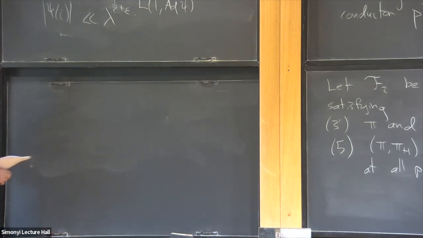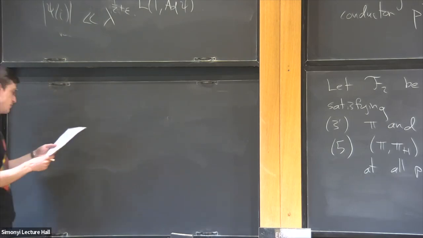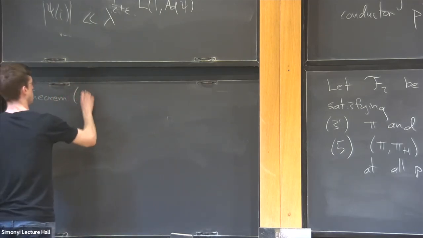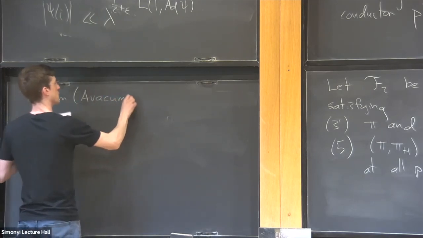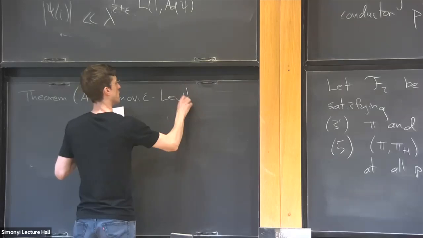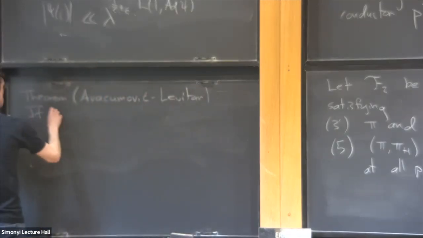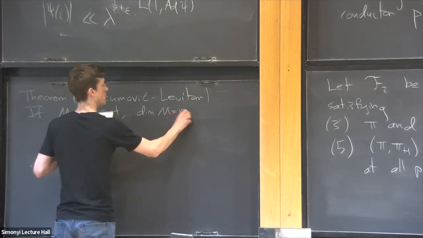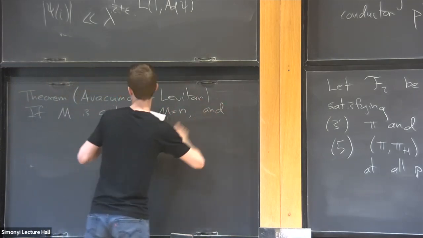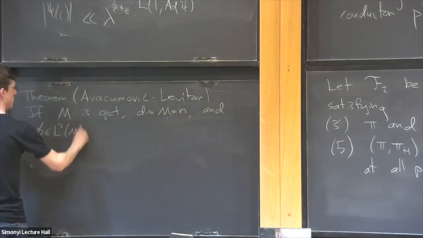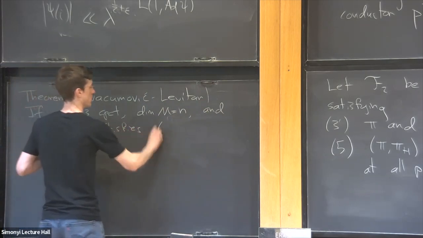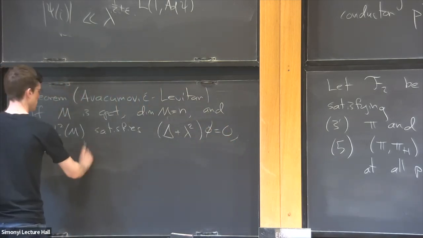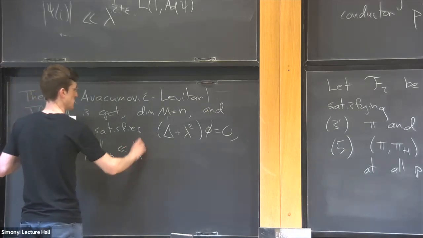So this bound is known on a general compact surface. In fact, there's a bound on a general compact manifold of any dimension, due to Avakumović and Levitan. I have a manifold M, which is compact and n dimensional, and I have an eigenfunction with frequency lambda. Its sup norm is at most lambda to the (n minus 1) over 2.